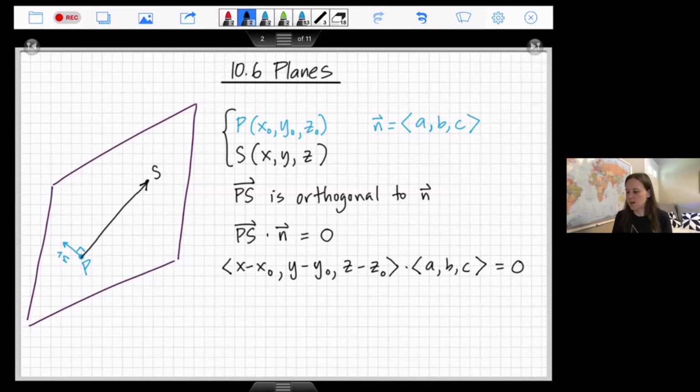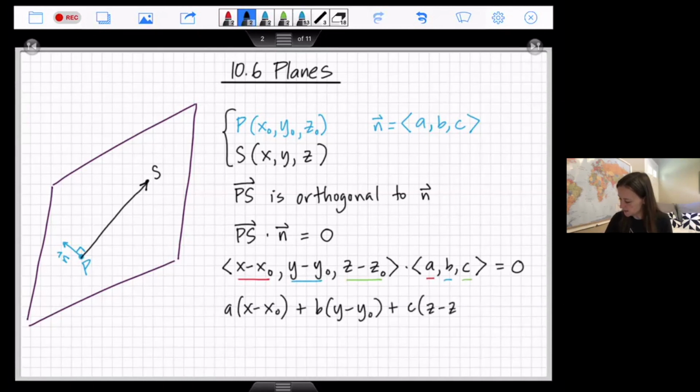So let's actually compute that dot product. Okay, so remember dot products, we multiply X components, we multiply Y components, and we multiply Z components, and then we add them together. Okay, so this is going to be red stuff, A times X minus X naught, plus blue stuff, B times Y minus Y naught, plus green stuff, C times Z minus Z naught is equal to 0. All right, so there's your punchline. This is the equation of a plane that passes through a specific point with a particular normal vector. And in the next video, we'll use this to find equations of a couple of particular planes.